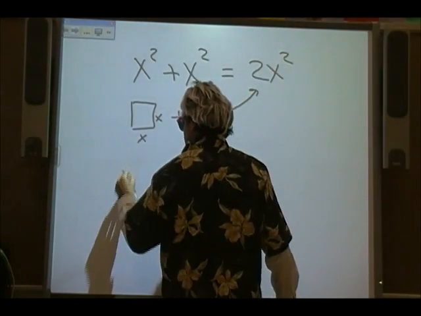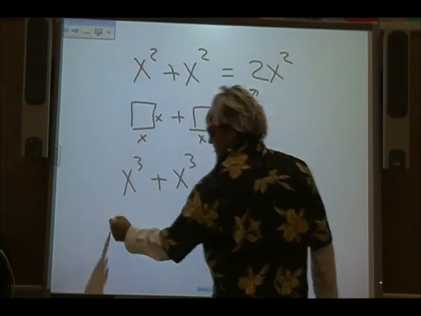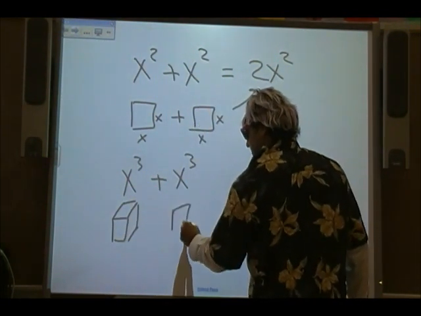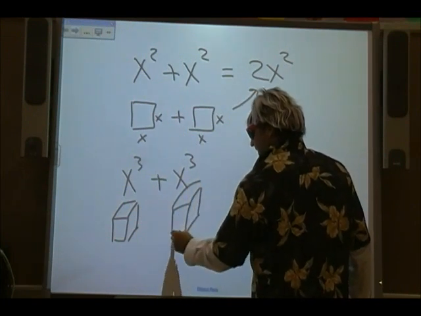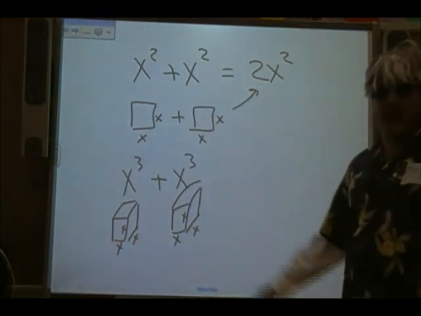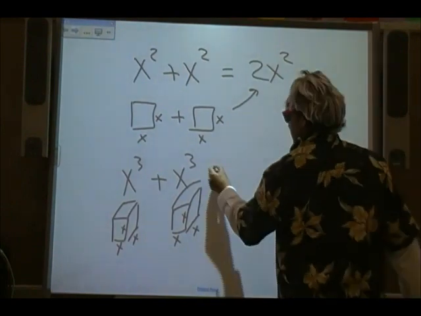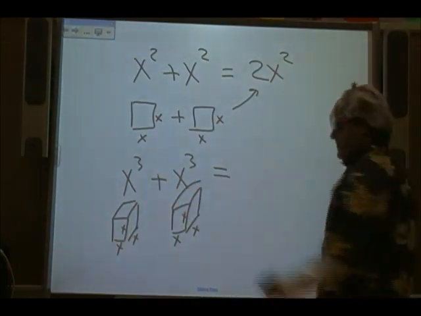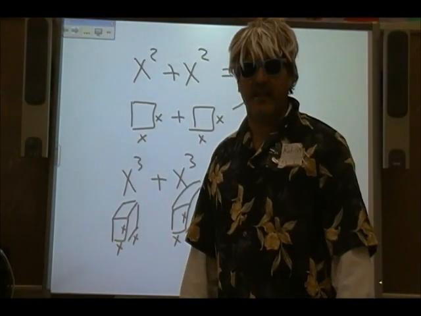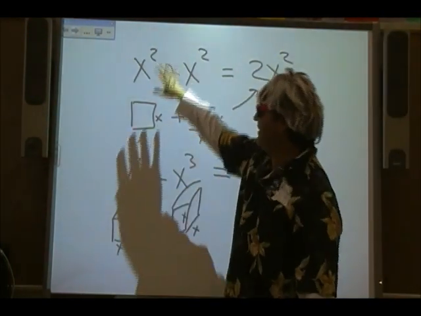Same as x cubed. If I have an x cubed and an x cubed, well, what is an x cubed? Now it's 3 dimensions. And here's an x cubed also. And they're all x by x by x. So if I'm adding this box with this box and they're the exact same size, because their bases are the same, then I have 2 of them.